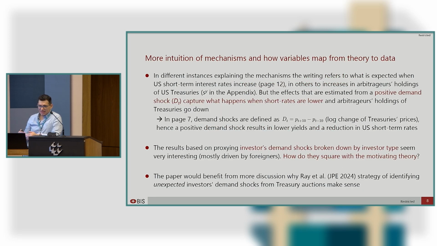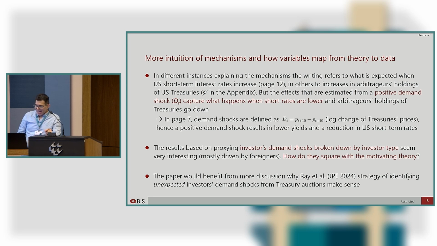The other main comment that I had is to give more intuition about the mechanisms. It doesn't help that in the paper, in different instances, when they go over the narrative or try to explain the mechanisms at play, the writing refers at different stages to appreciation of foreign currencies or depreciation of the dollar. That makes it a little bit confusing. There are also instances in which they explain the mechanisms in terms of an increase in short rates in the US, but actually the effects that are identified are decreases in the short rates. So there are different aspects of the paper that can be improved in the presentation of the narrative.